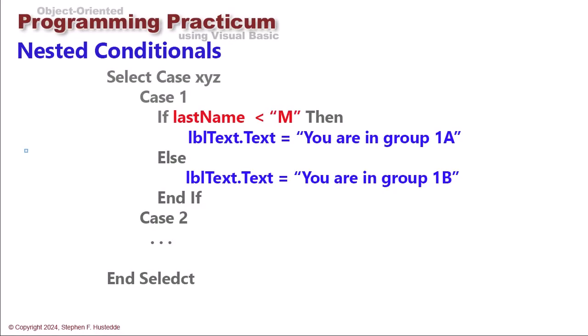We can also use an if, else, end if structure inside a select case fork. So here's an example where we're looking at the select case of x, y, z. If case is 1, then I have a nested conditional for that case. If last name is less than M, we're going to put into the label text, you're in group 1A. Otherwise, the else will put into label text, you are in group 1B.